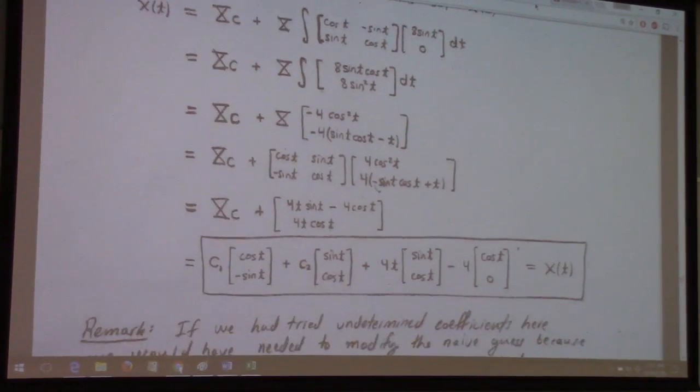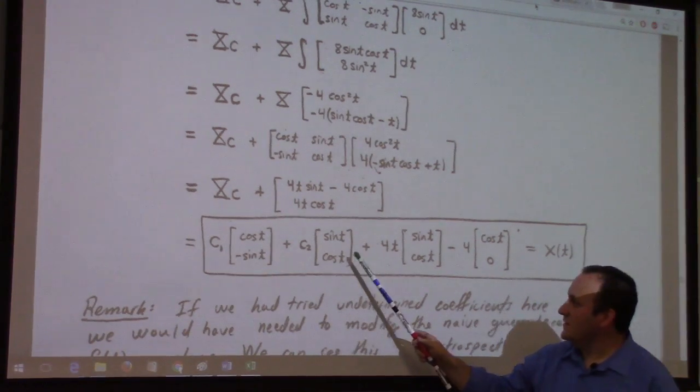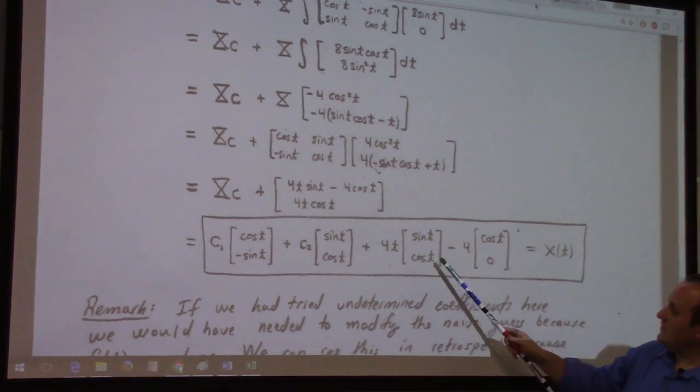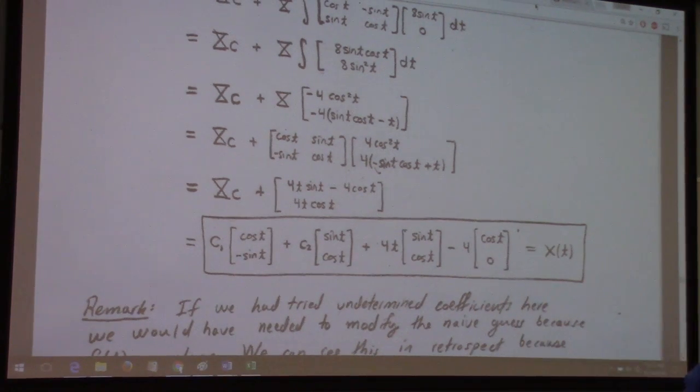And so there you go. There's the homogeneous piece. And this is the particular solution that we derive from variation of parameters. So, like I said, even for 2 by 2 systems, these are kind of a pain.